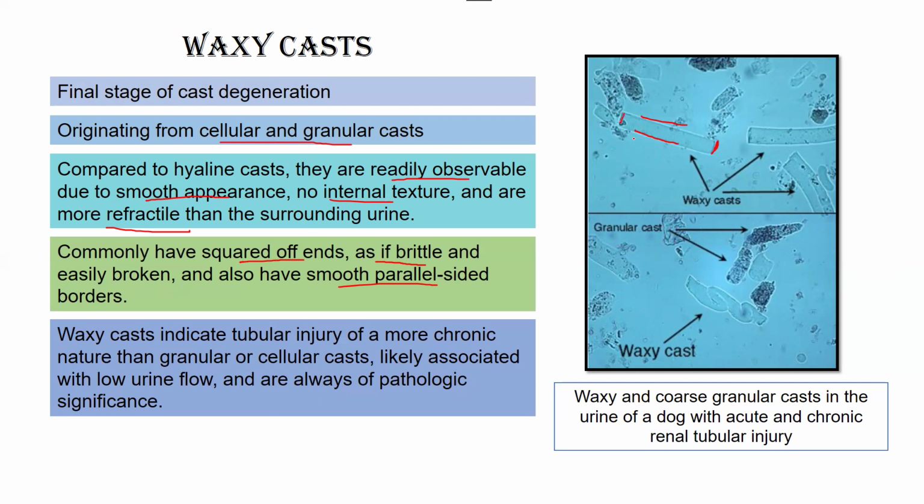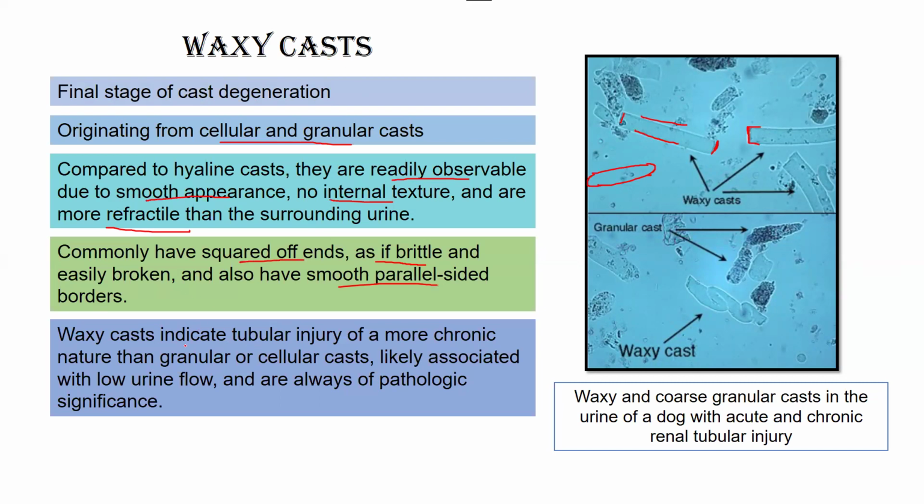And if we compare waxy cast with hyaline cast, we remember the hyaline cast used to have similar parallel sides, but they were having blunt ends. Like they were having these round blunt ends. But waxy casts do not have blunt ends. Rather, they have smooth squared ends. So that's a difference point between them.